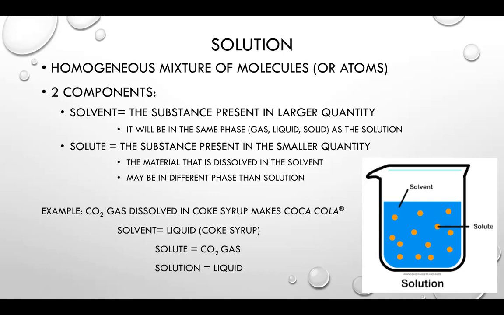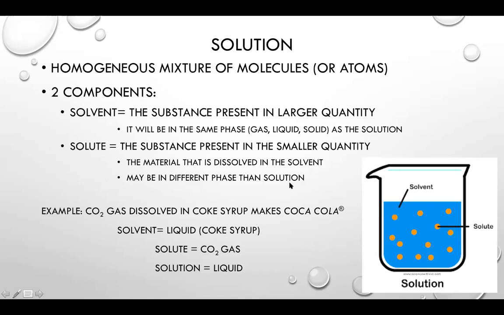There are 2 components in every solution that we'll need to know. There'll be a solvent, and this is the substance that is present in larger quantity, and it will all be the same phase. So it'll be either a gas, a liquid, or a solid. Then we'll have a solute, and that's the substance present in a smaller quantity, the material that is dissolved in the solvent. And it may be in a different phase than the solvent.